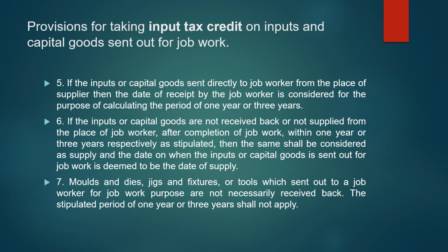Next is, if the inputs or capital goods are not received back or not supplied from the place of job worker after completion of job work within 1 year or 3 years respectively as stipulated, then the same shall be considered as supply, and the date on which the inputs or capital goods were sent out for the job work is deemed to be the date of supply. So if the job worker does not return them after completion of job work within 1 year or 3 years respectively as stipulated, then we will consider it as supply.